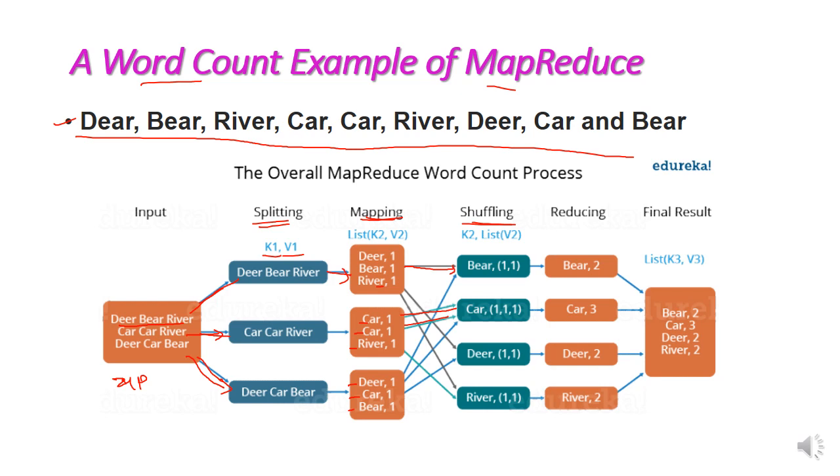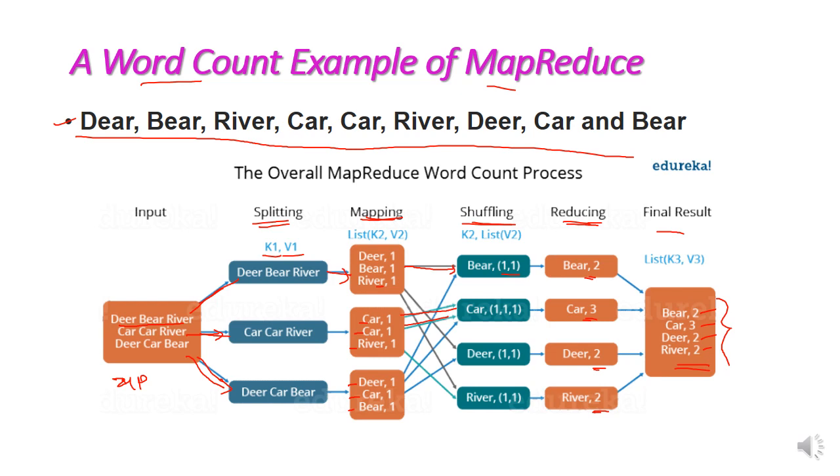This is called shuffling. And next is reducing. This shuffled data will be given to the reduce function, where we reduce the values. So how many bears do we have? 2 bears. Car, we have 3 cars. Deer, we have 2 deers. And river, we have 2 rivers. The final result will be bear 2, car 3, deer 2, and river 2. This is called the final output.